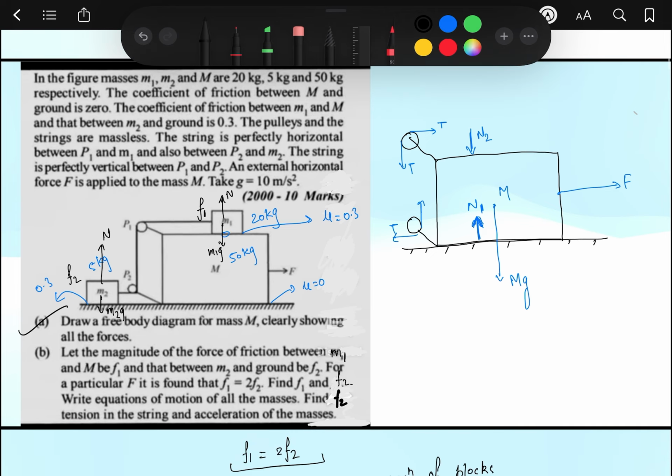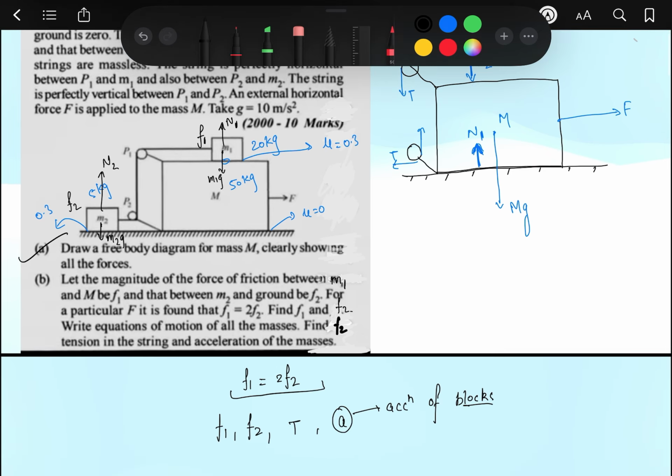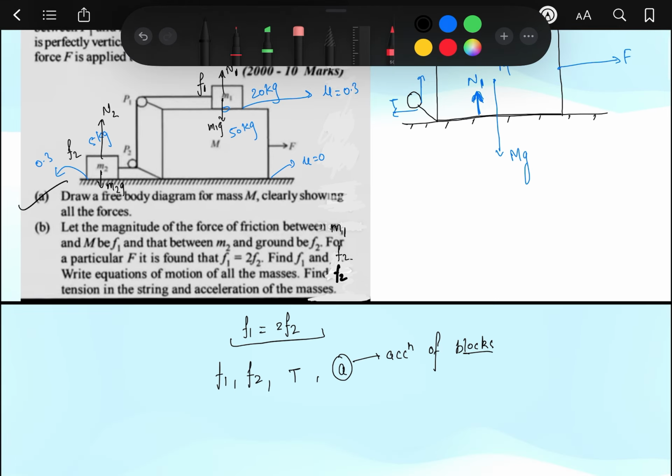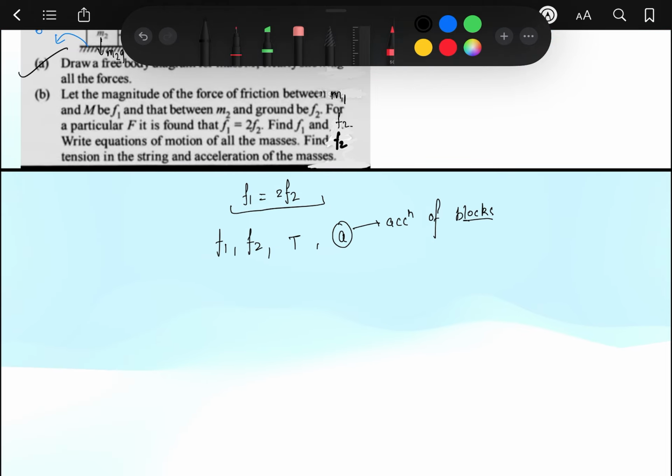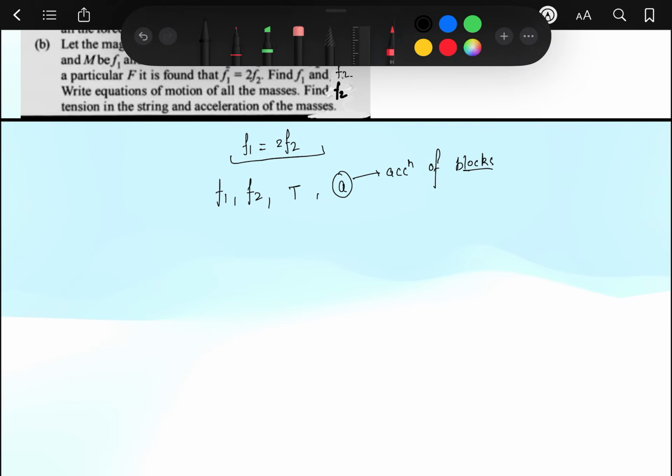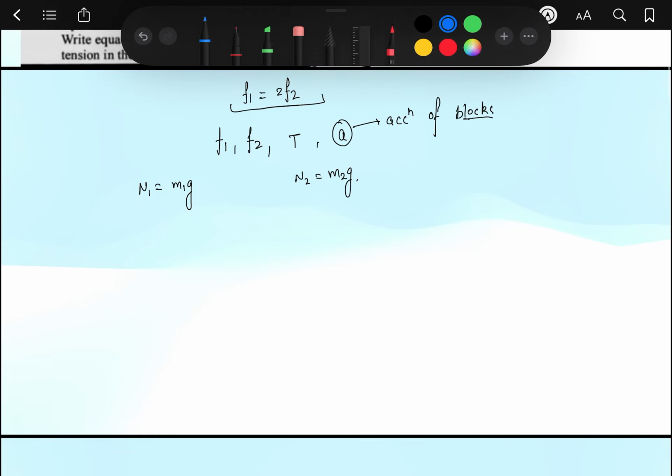Let me call this normal N1 and this normal N2. Since there is no vertical motion in this situation, N1 will be equal to m1 g, and N2 will be equal to m2 g. So here I can find the maximum values of friction that can act in these situations.